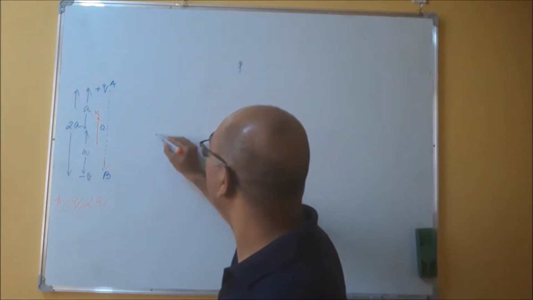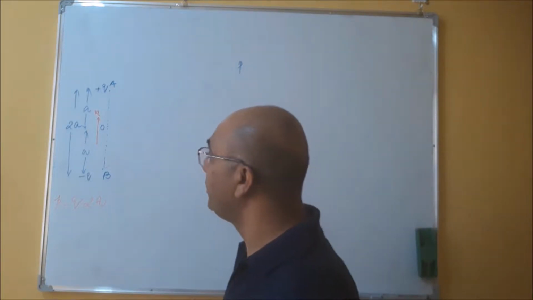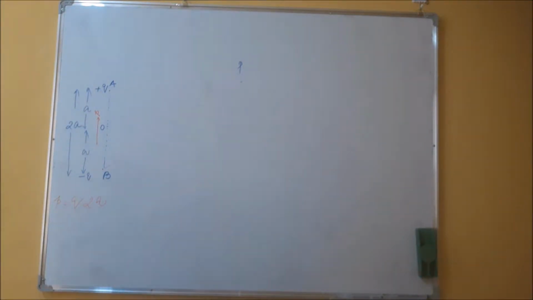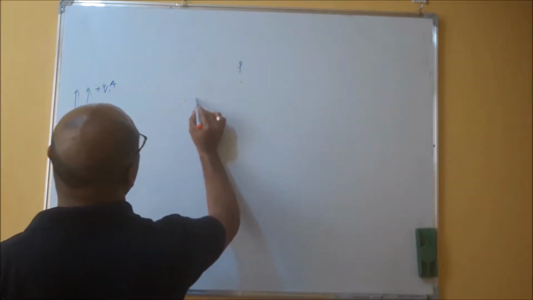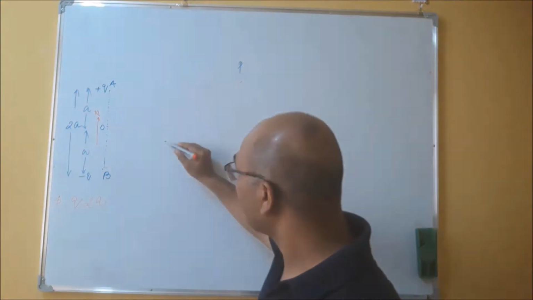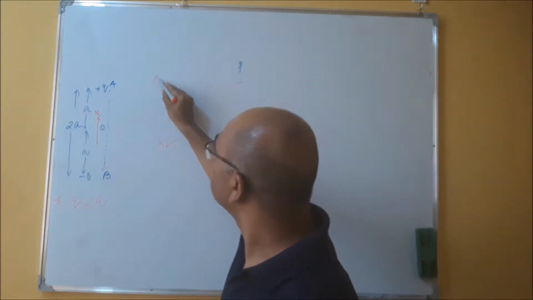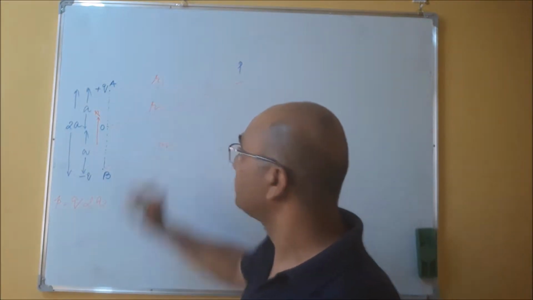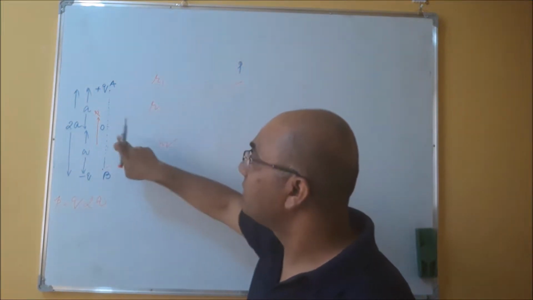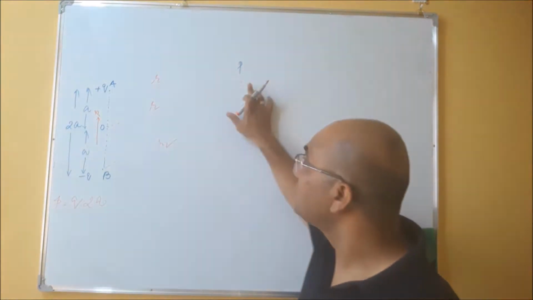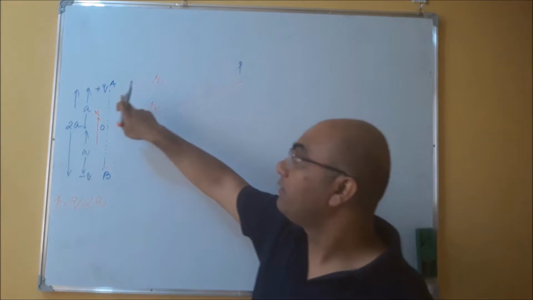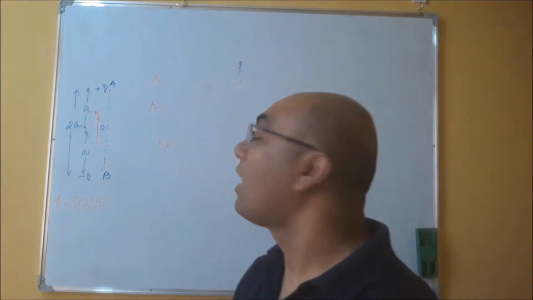Now please draw a line from B to P, a line from A to P and a line from O to P. Suppose this distance is R2, this distance is R1 and this distance is R. So the distance of point P from the center of the dipole is R, the distance of point P from this negative charge is R2, and the distance of point P from this plus q charge is R1.